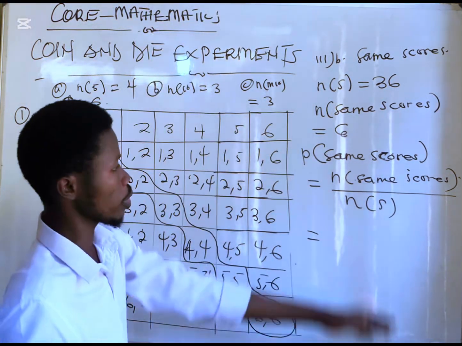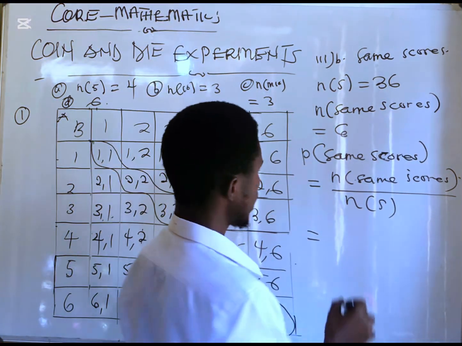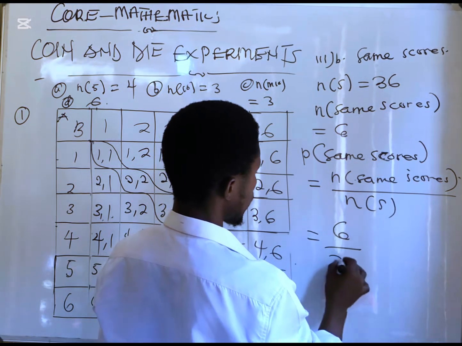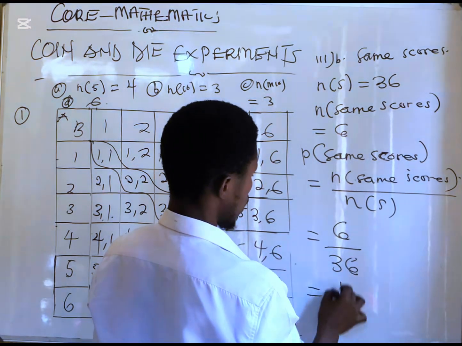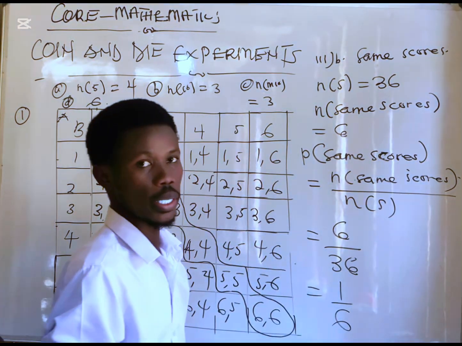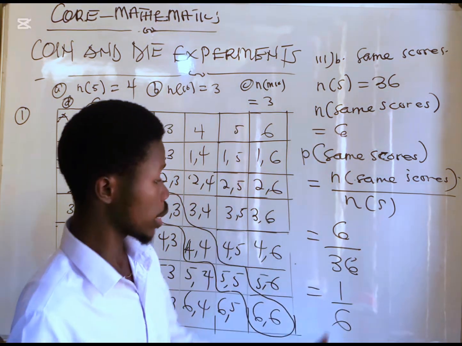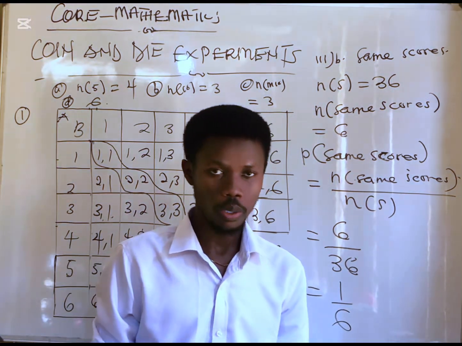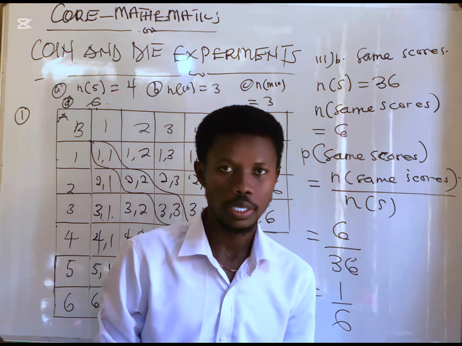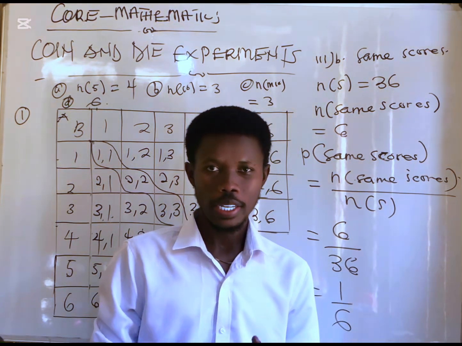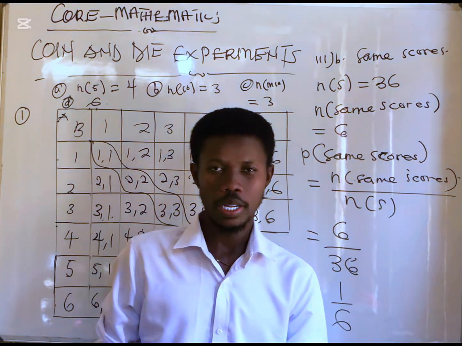So the number of events of getting the same scores is what? Is 6. Sample space is 36. This will give us 1 over 6. Is that okay? Very good. So this is how it's done. So for the sample space, very important. You need to know it. Okay, now let's move to another sub question under it.